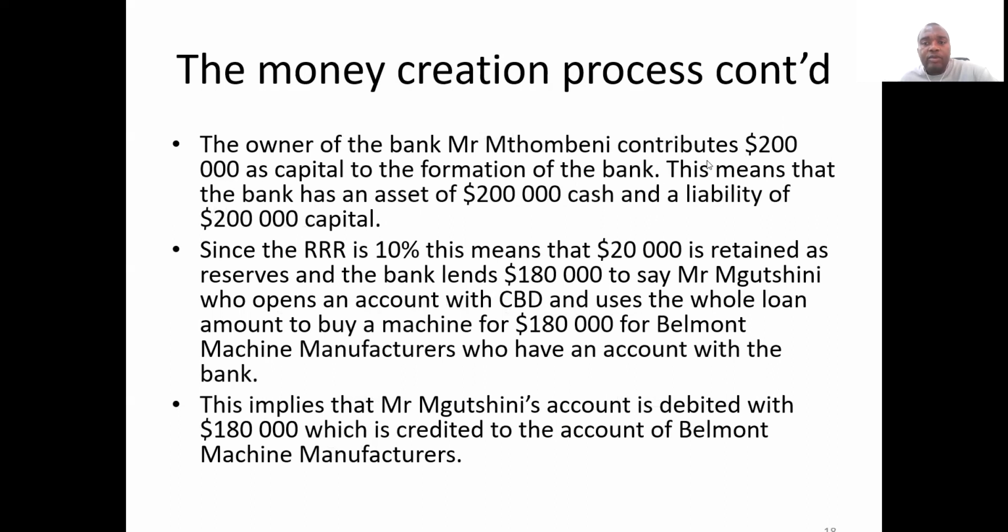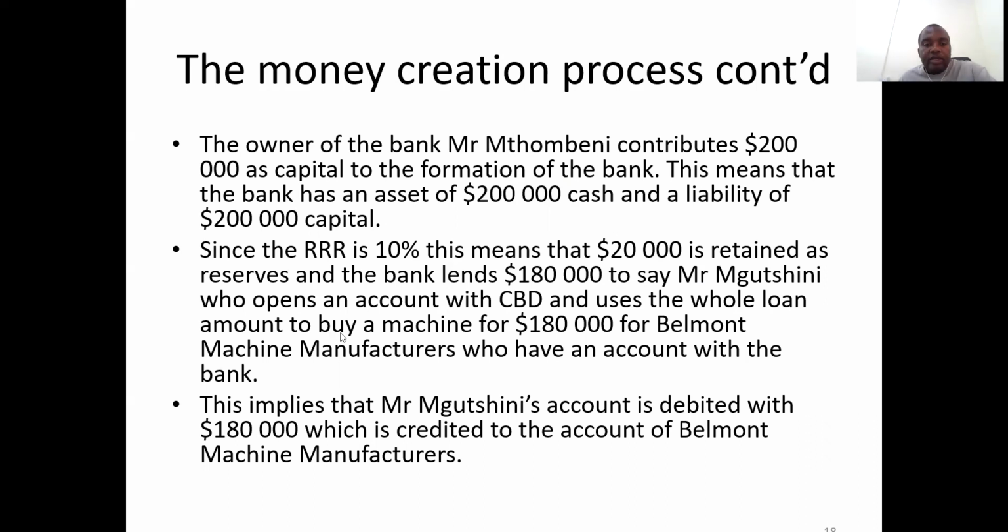The owner of the bank, Mr. Mtombe, contributes $200,000 as capital to the formation of the bank, which implies that we've got an asset of cash of $200,000 and a liability of $200,000. But we have a reserves requirement ratio of 10%, which implies that $20,000 must be retained by this bank, the CPD Bank, as reserves, which implies that the bank is able to lend the remainder, which is $180,000, which for simplification purposes, you may say is lent to Mr. Mkujin, who opens an account with the same bank because no cash leaks out of the system.